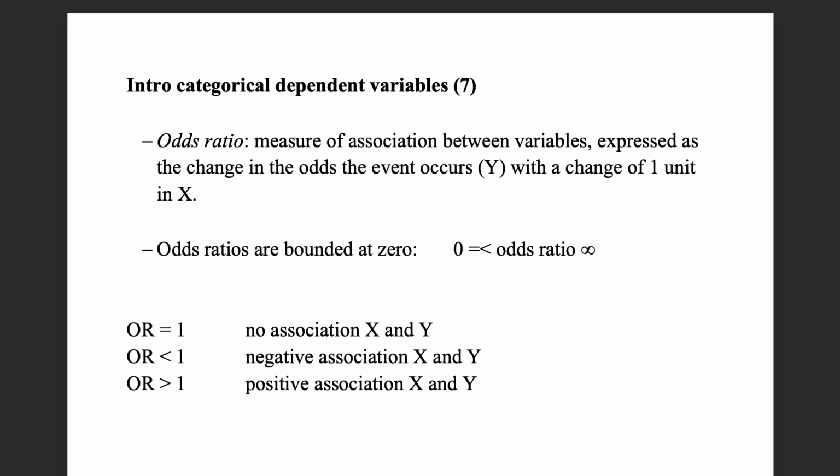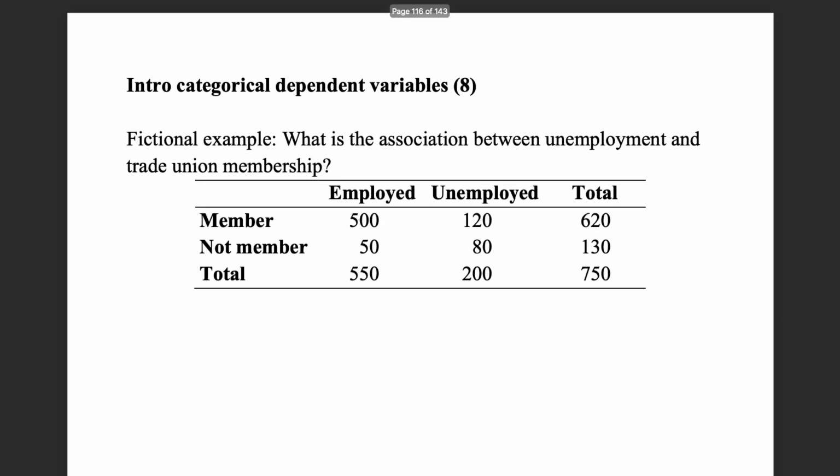Yeah, so that's the basic interpretation of odds ratios on an abstract level. So now let's look into a concrete example to get a handle on why the odds ratios work the way they work. So I created here a fictional example. I totally made these data up, but let's say I was interested in the association between unemployment and trade union membership.